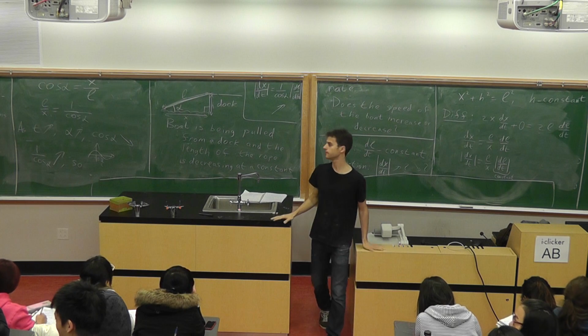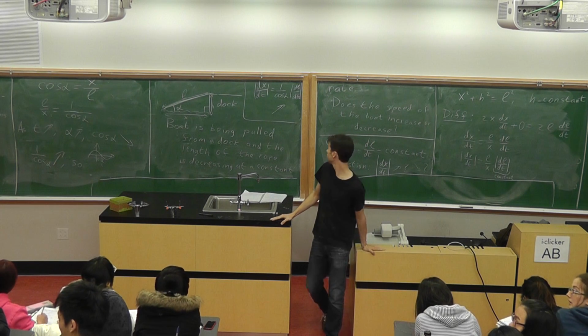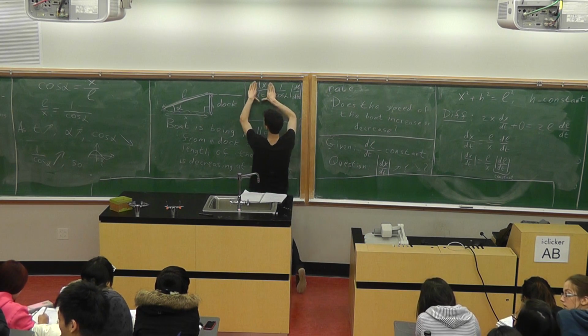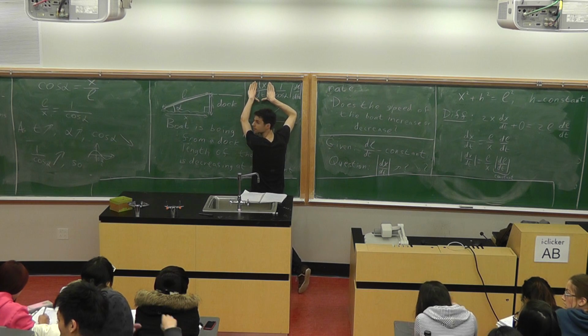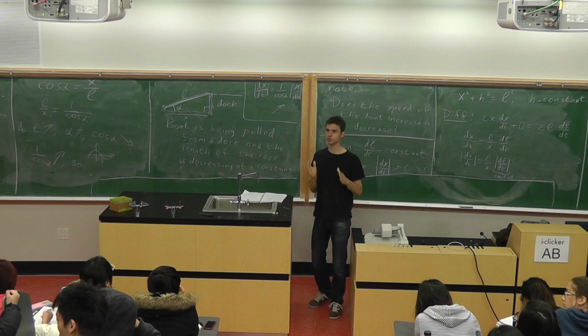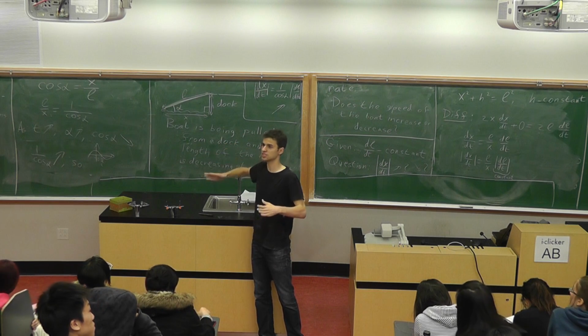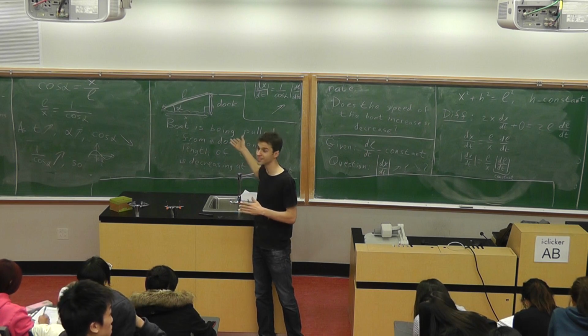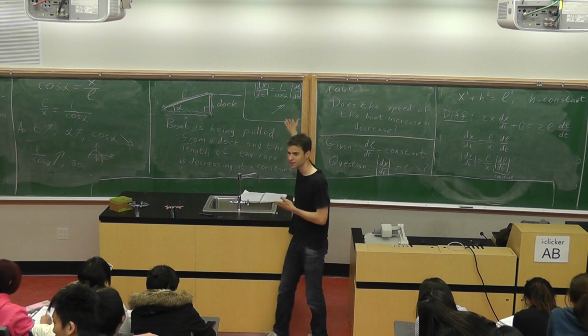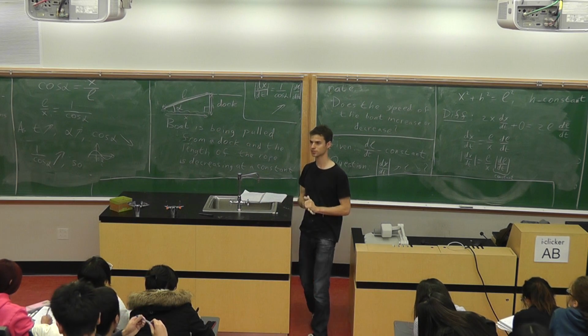What is the absolute value of dx/dt? First of all, dx/dt is just velocity, and I put the absolute value because I'm interested in speed. In this particular case, x is decreasing, so the velocity will be negative, but I'm interested in just the absolute value.